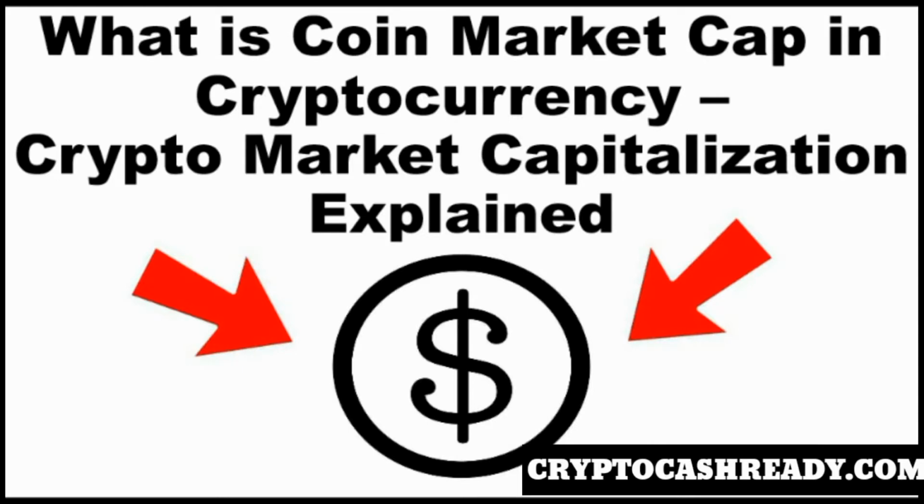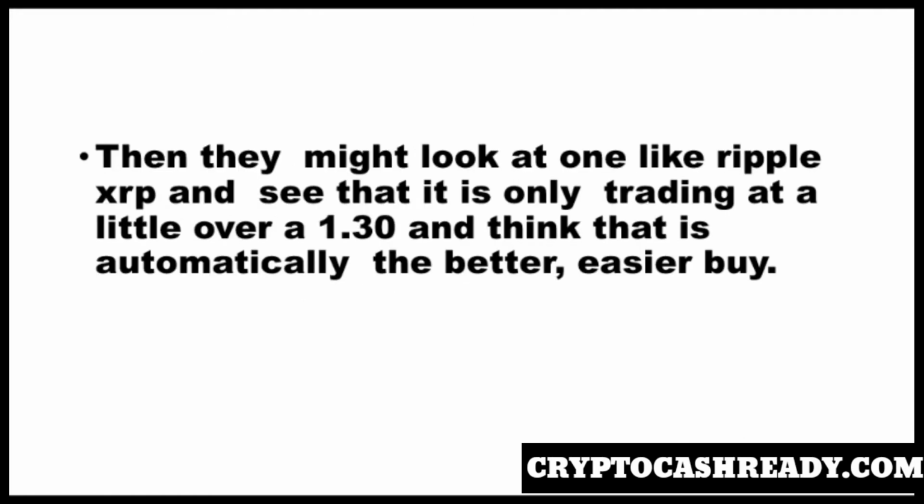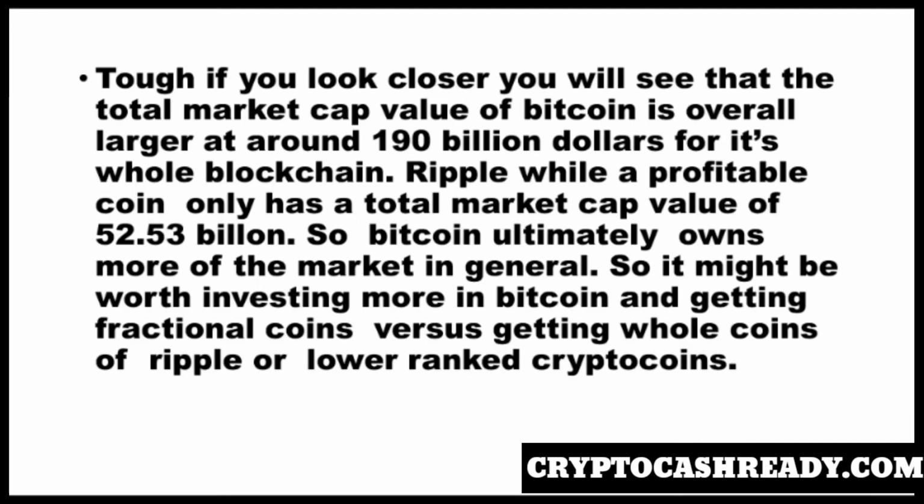Well, when most investors, especially new investors, are looking to invest, they see the price per coin and are automatically intimidated by a big price per coin like Bitcoin, which takes several $1,000s per coin to own a whole one. Then they might look at one like Ripple XRP and think that since it is only trading at a little over $1.30, this is automatically a better and easier buy.